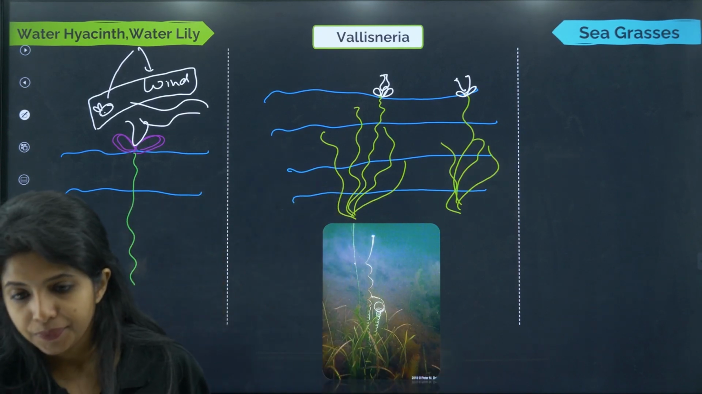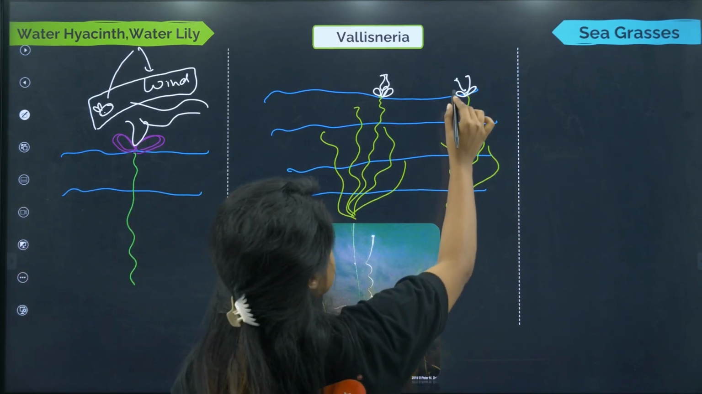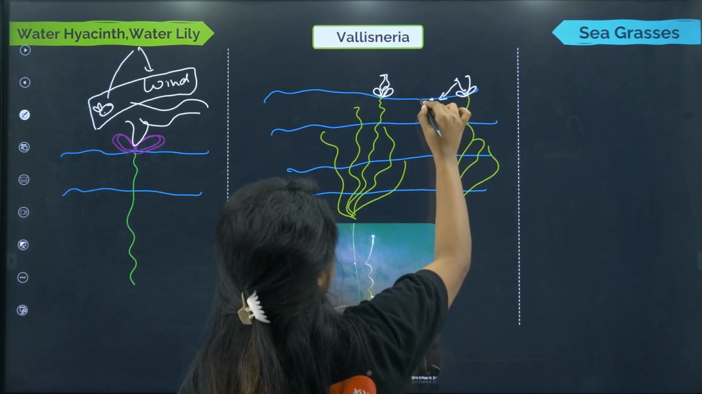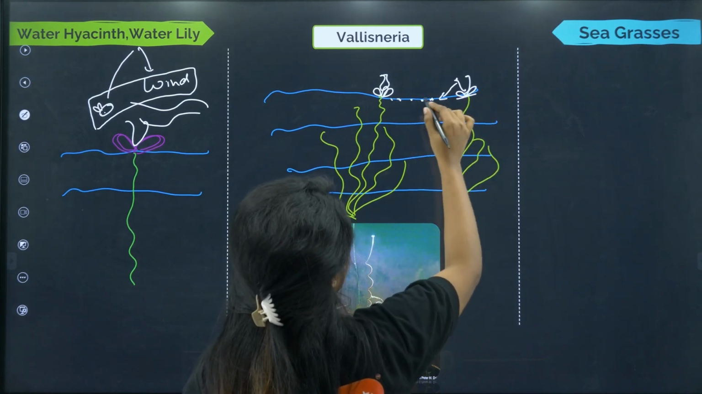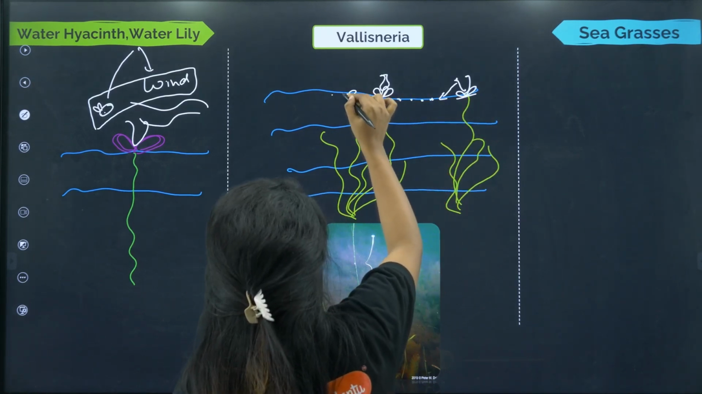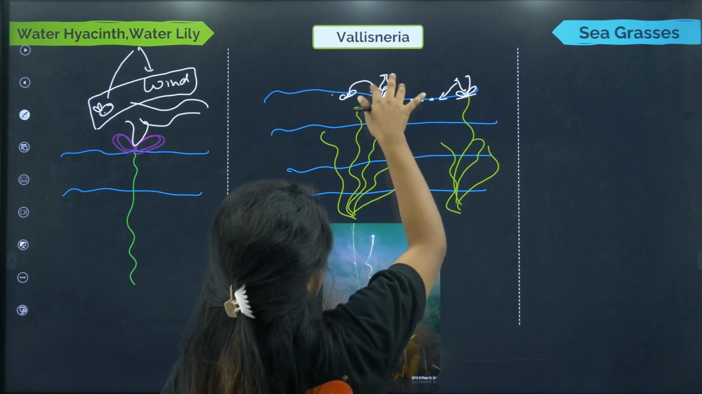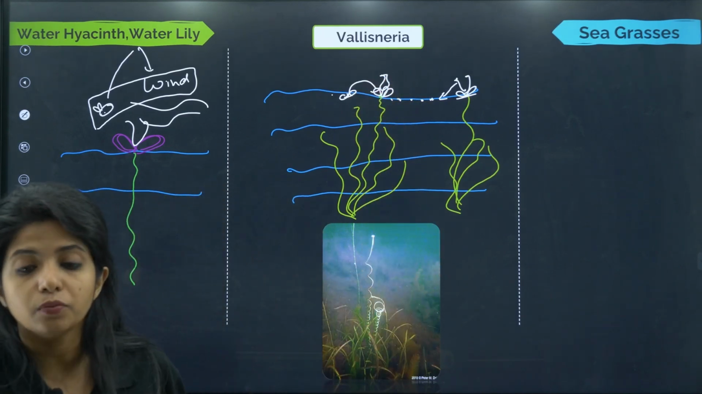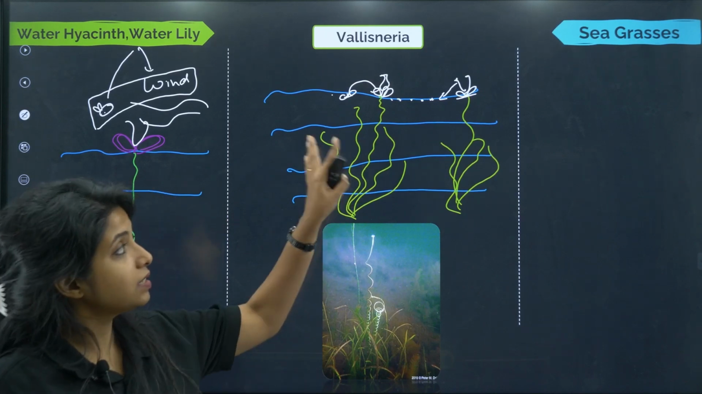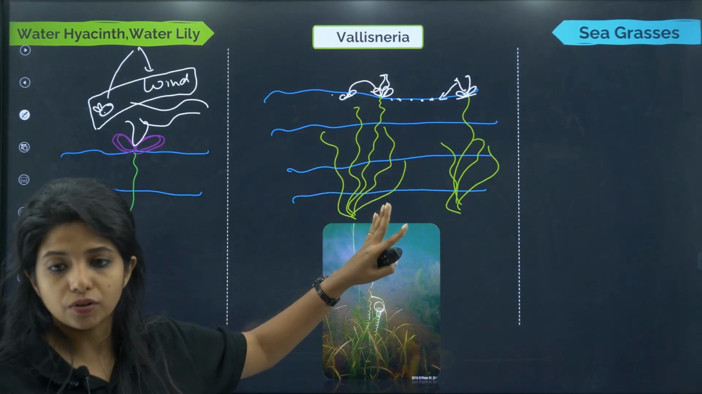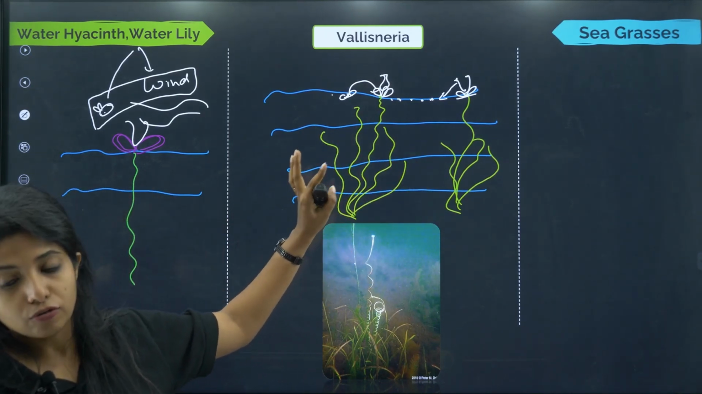Now either the pollens are released over here in water, and the pollens swim and come, or the flower itself is dropped in water such that the flower comes in contact and they do pollination in the water itself. Basically the pollination happens because of water. If water is not there, the pollination usually does not occur.